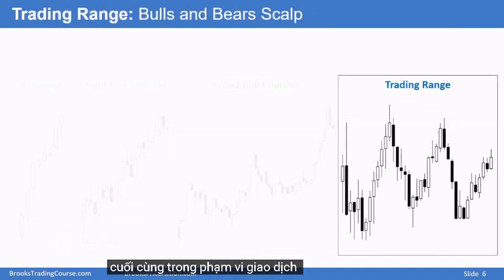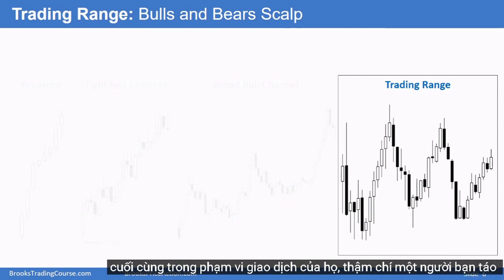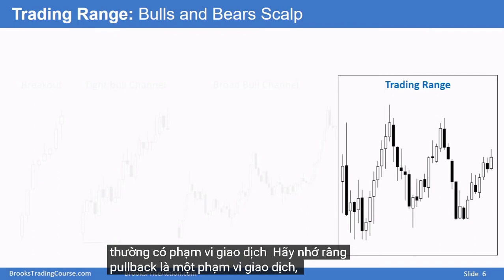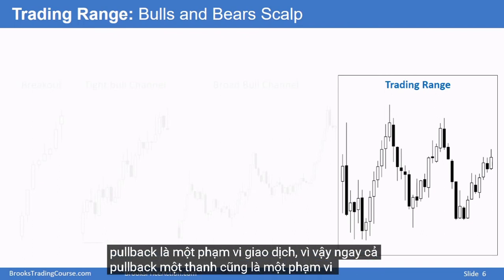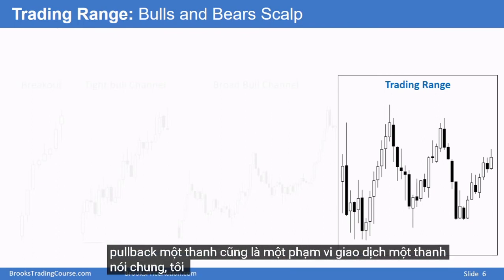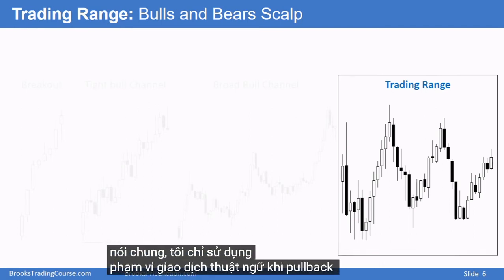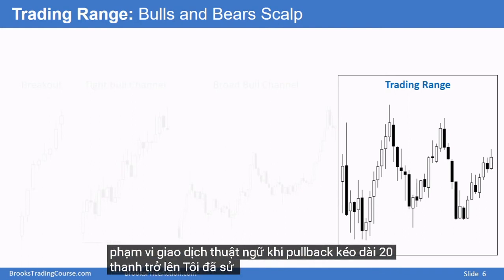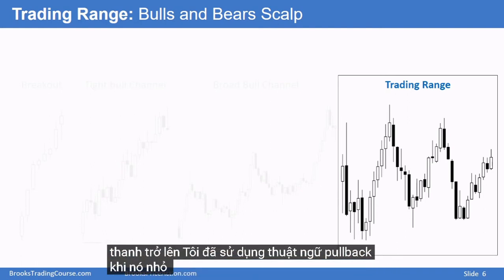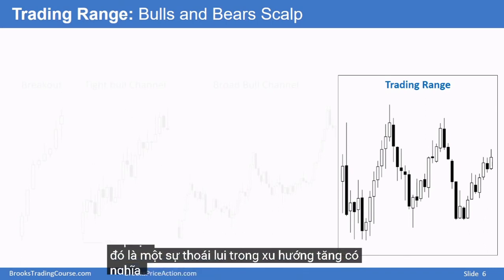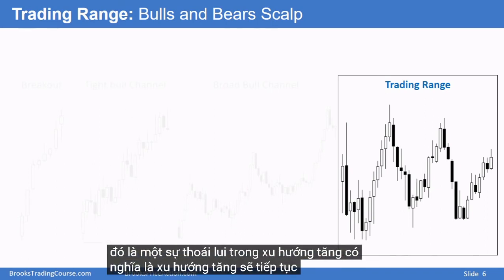Finally, trading range. Even a bull trend often has a trading range. Remember, a pullback is a trading range. So even a 1-bar pullback is a 1-bar trading range. In general, I only use the term trading range when a pullback lasts 20 or more bars. I use the term pullback when it's less than 20 bars, because if it's less than 20 bars, the probability is that the bull trend is going to continue. It's a pullback in the bull trend, implication the bull trend will continue.